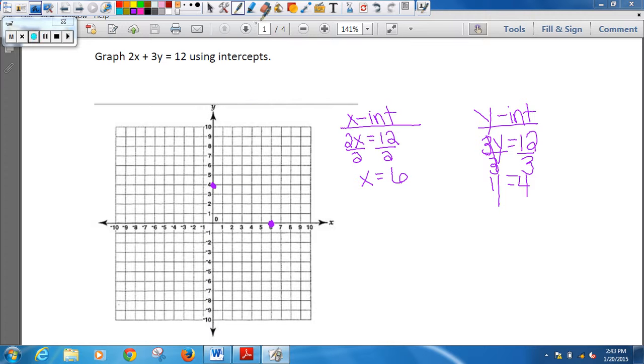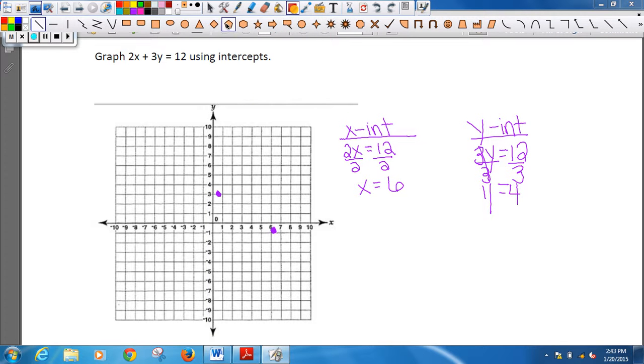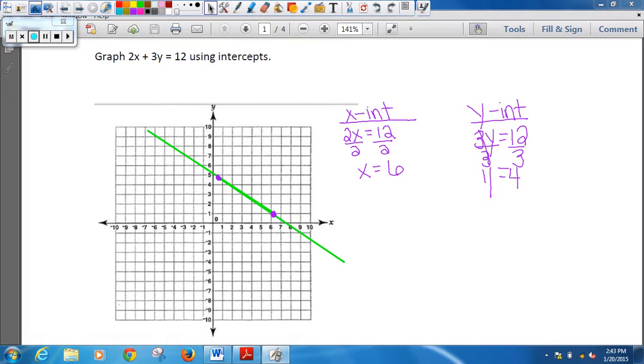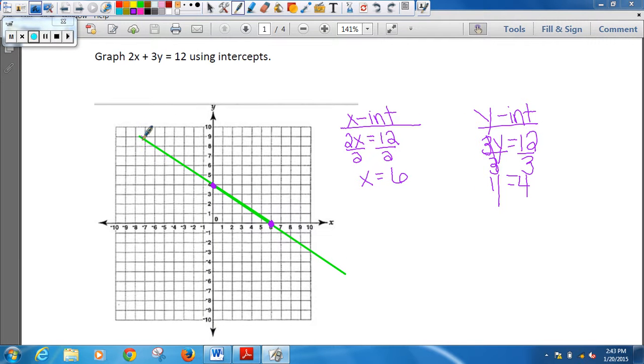I now have my 2 points, so we connect them with a straight edge. So get a straight edge of some sort, the side of your book, side of your planner, a ruler, any of those would work. And remember, because the lines never end, there will be arrows on both ends in order to get it correct.